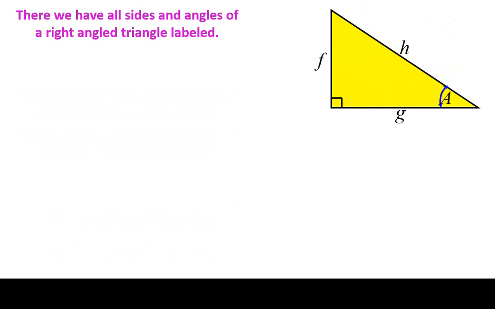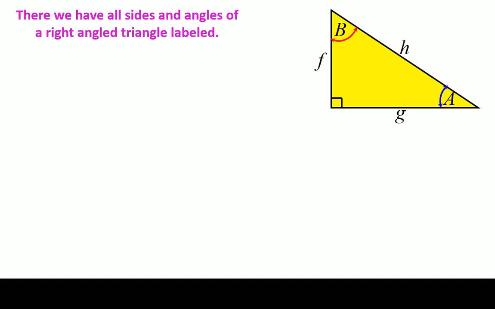There we have all sides and angles of a right-angled triangle labeled. Why are we labeling the sides and angles of this right-angled triangle? Our intention here is to show the relationships among the trig ratios of the angles of a right-angled triangle. Consequently, the relationship among the trig ratios of complementary angles.